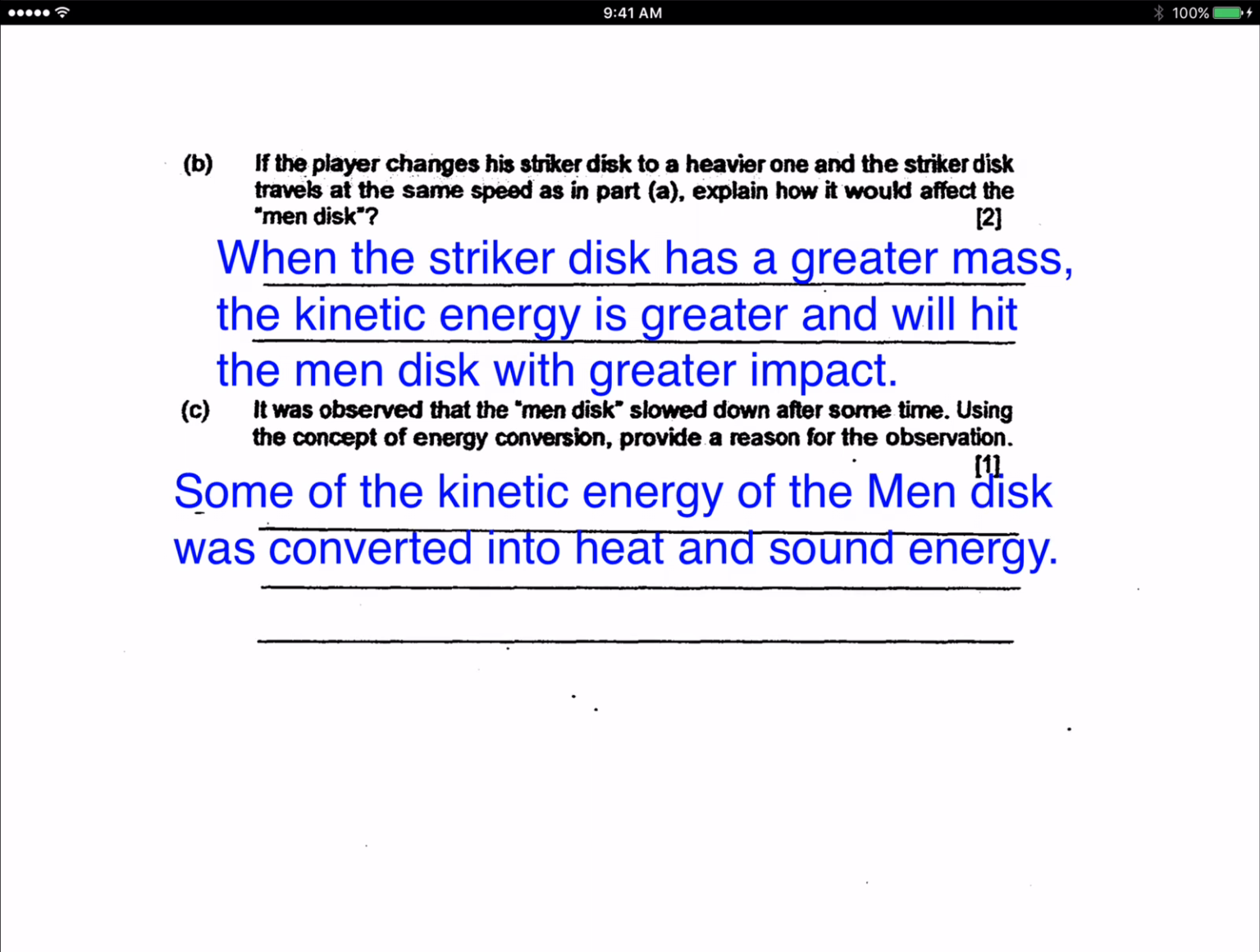Now, can you please check? B, I put the main disc will travel further than it did at first, as it would have a greater amount of chemical potential energy which will be converted into more energy. No, it's kinetic, not chemical potential energy. There's no chemical potential energy here, right? It's about having a greater mass. The kinetic energy is greater. You'll hit with a greater impact.